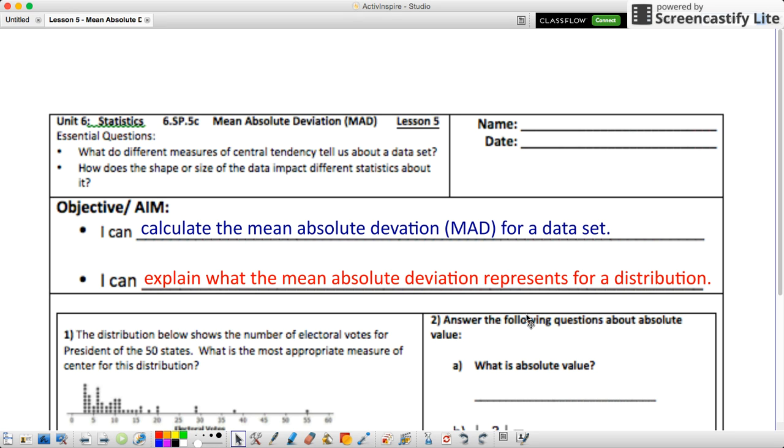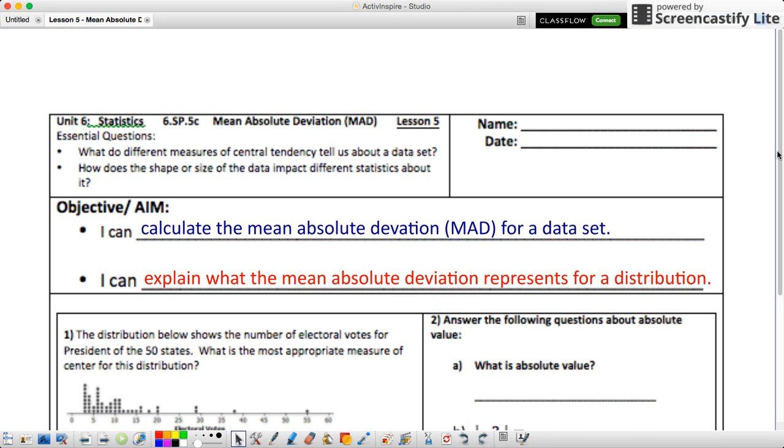We're gonna pick up with lesson 5, talking about the mean absolute deviation. This lesson starts on page 21 in your binders. So open up to page 21. Take a minute and copy down the I can statements, which are: I can calculate the mean absolute deviation, also called the MAD, for a data set. I can explain what the mean absolute deviation represents for a distribution.